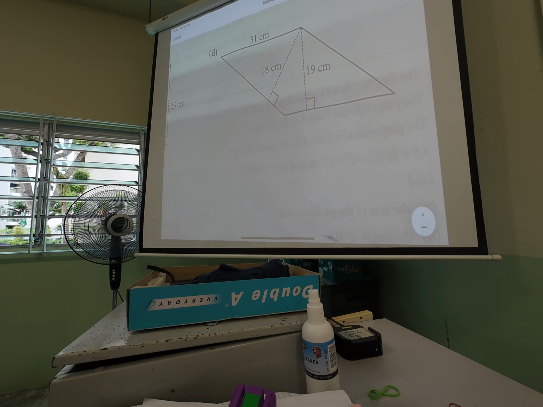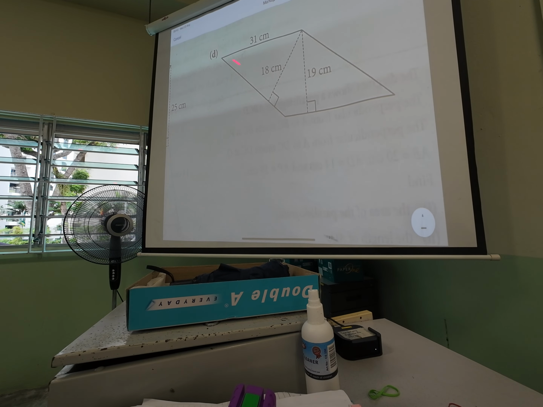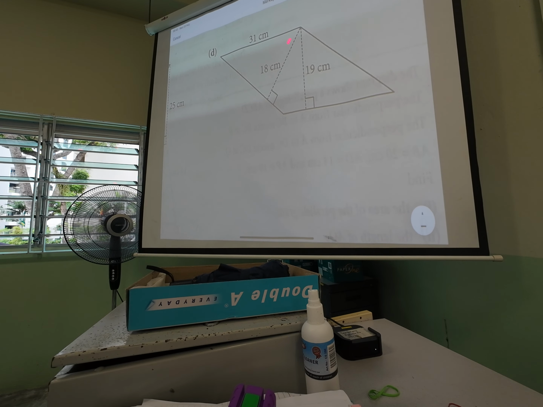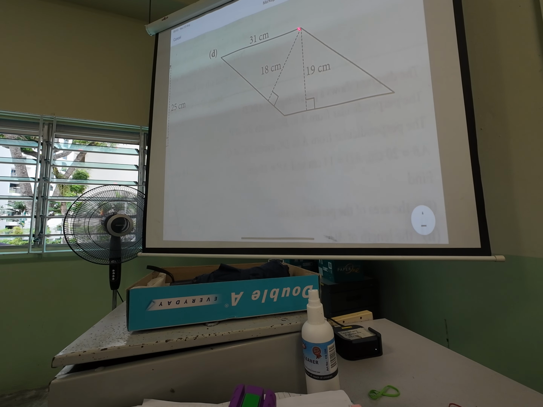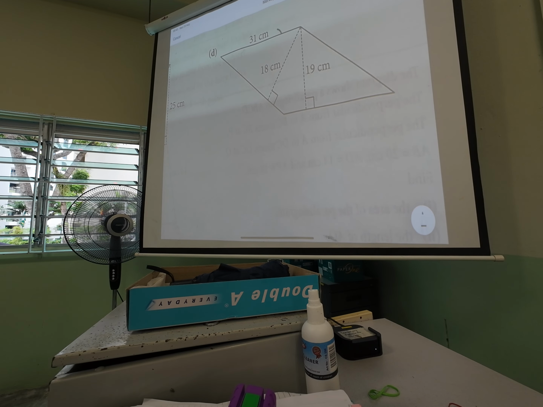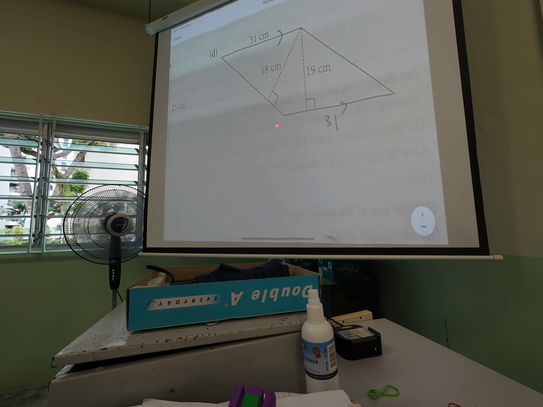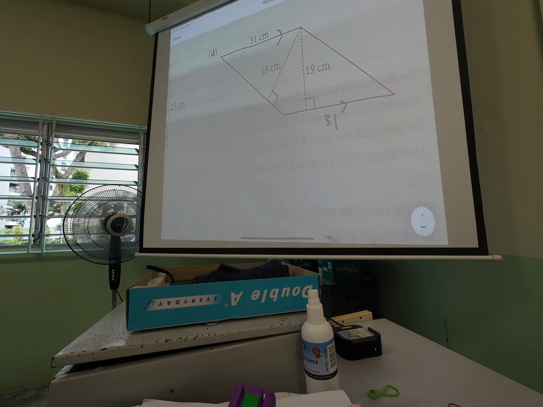For part D, this time they give you two perpendicular lines. If I want to use 18, then I need to know this line so that I can have base times height. But this time around I don't know this distance. So this 18, you give me perpendicular between this pair of sides, but I cannot use it. I don't know this side. But I can use this 19 because 19 is perpendicular to my 31. So this side and this side are parallel. This is 31. This is also 31. I can use my base times my height to find the entire area of the parallelogram.